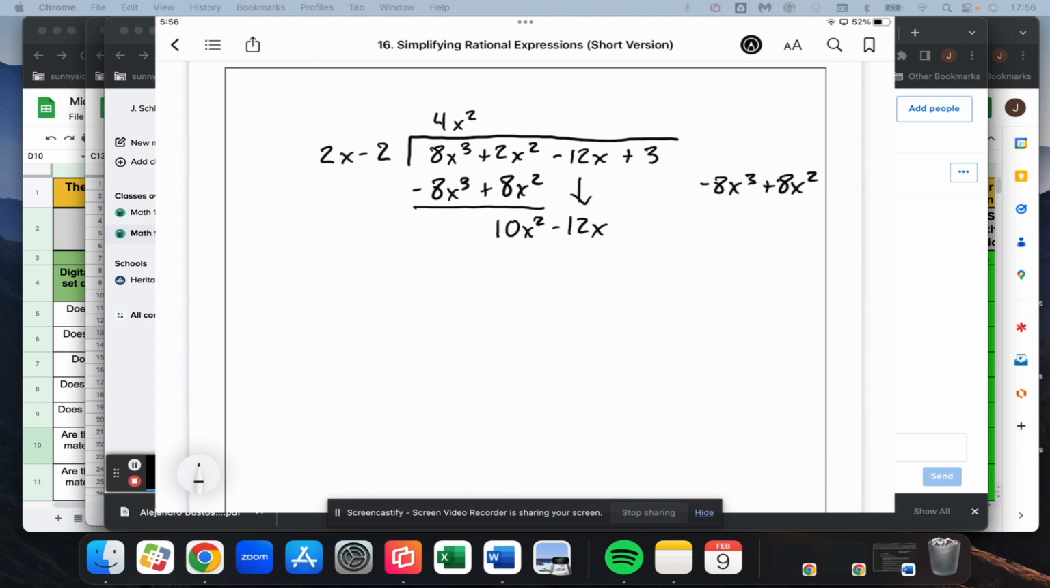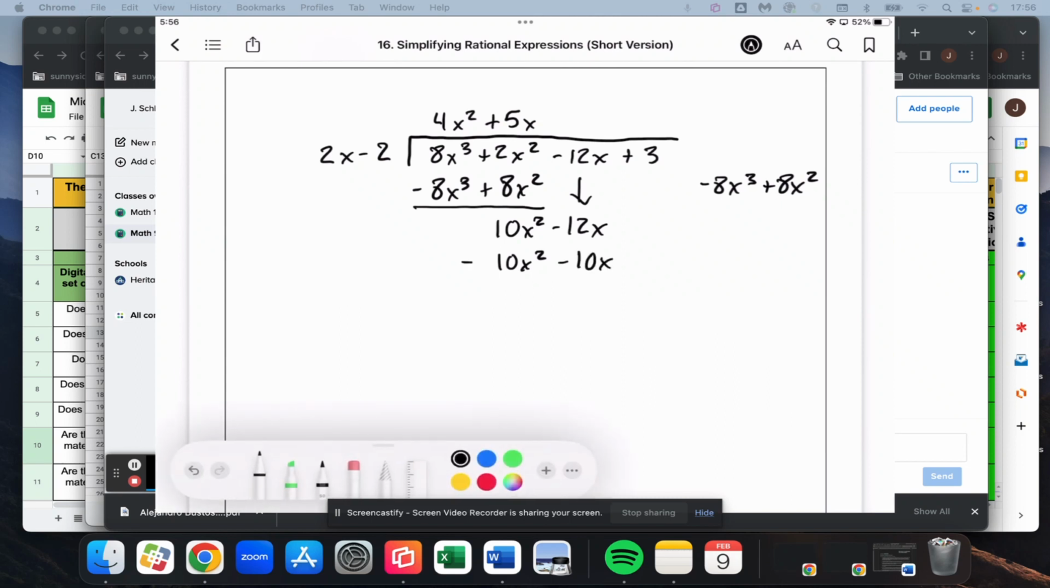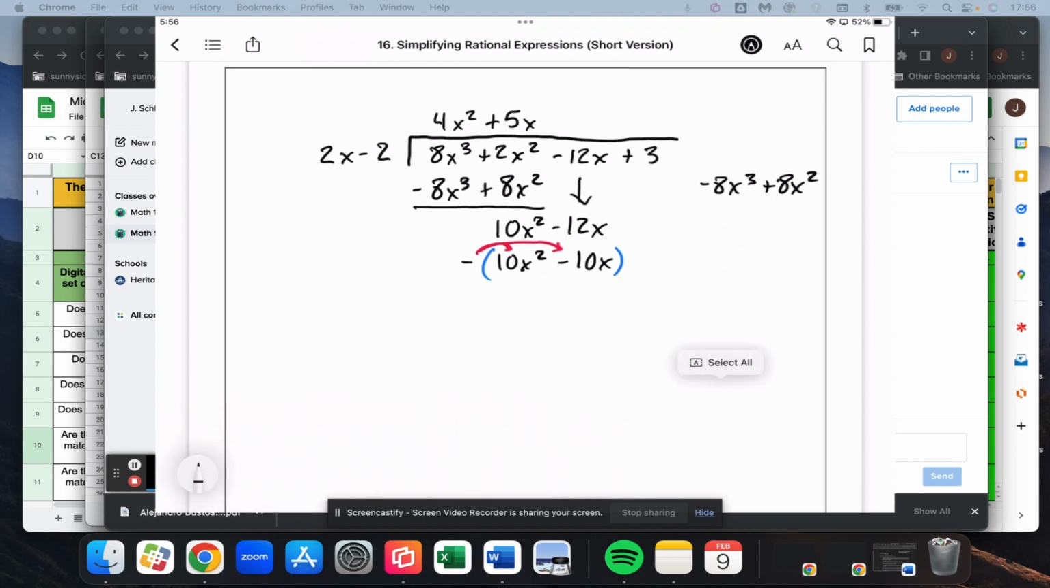2 goes into 10 5 times with an x to make the x squared. 5x times 2x is 10x squared. 5x times negative 2 is negative 10x. Again, we are subtracting the entire thing. So that minus sign does need to be distributed across both of those terms. And so doing that creates negative 10x squared plus 10x.